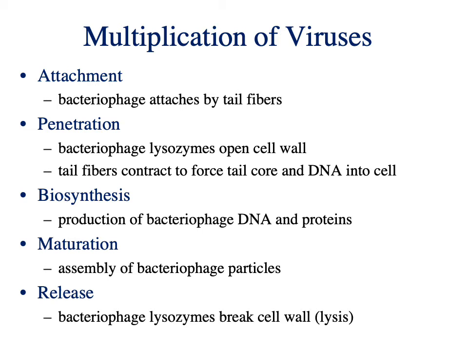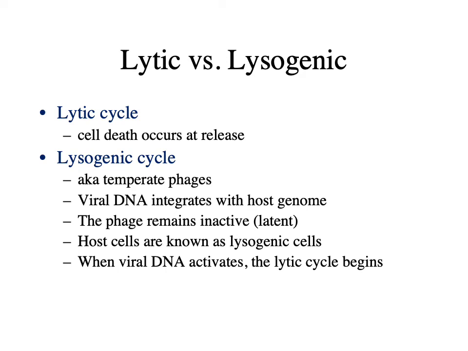Then it needs to release. From most host cells, it will kill the host cell. It will lyse the host cell. It uses its lysozymes to destroy the cell wall of that host cell, lyse, and release itself to make more of itself and to spread throughout the body. So the idea is it must release somehow, and usually it's through lysis. When that virus lyses the cell in order to be released, that's called the lytic cycle, where cell death of the host occurs upon release.